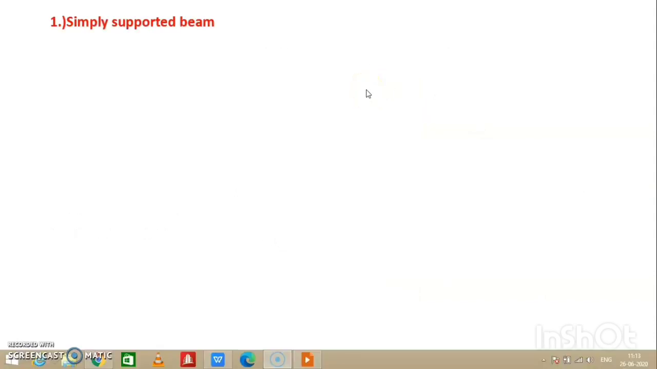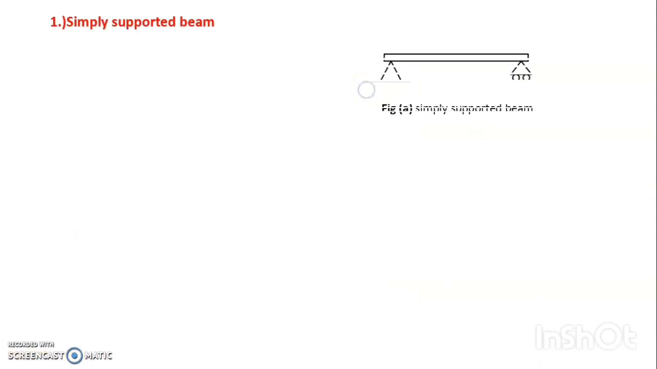First, we'll be discussing the simply supported beam. The simply supported beam is the beam which is formed by two supports, one end being a pin jointed support and the other end a roller jointed support. The supports allow rotation, but they won't have any resistance to the moment. Therefore, the moment at the support will be equal to 0.